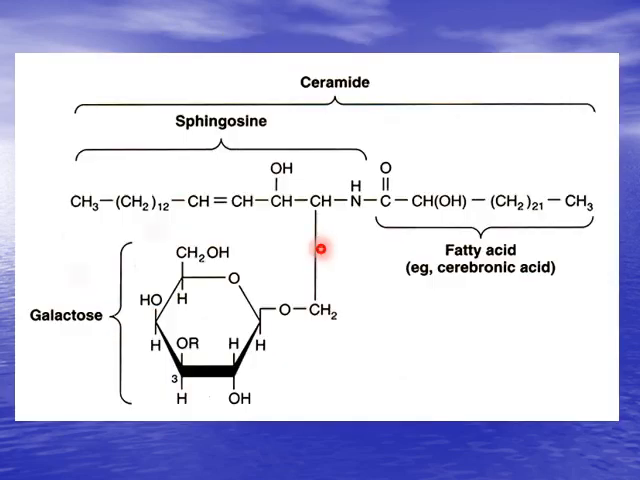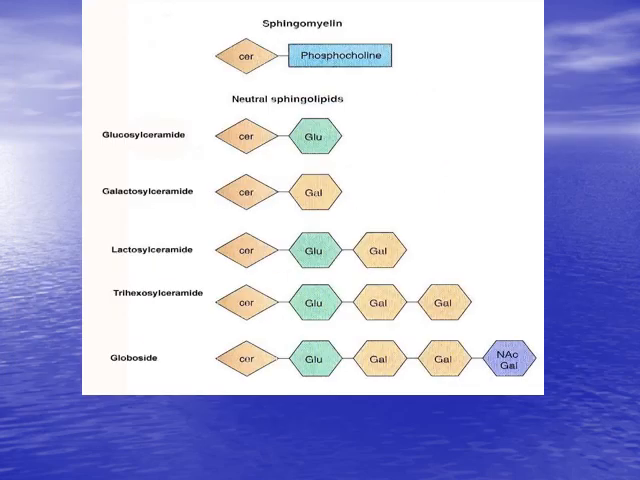This is the structure of a cerebroside where the components are sphingosine and fatty acid together. They are known as ceramide and galactose, the monosaccharide. This is sphingomyelin, which consists of ceramide and phosphocholine, and these are some natural sphingolipids: glucosyl ceramide, galactosyl ceramide, lactosyl ceramide, trihexosyl ceramide, and globoside.